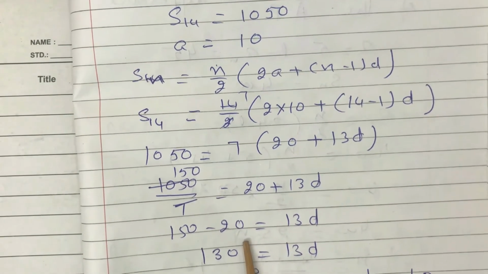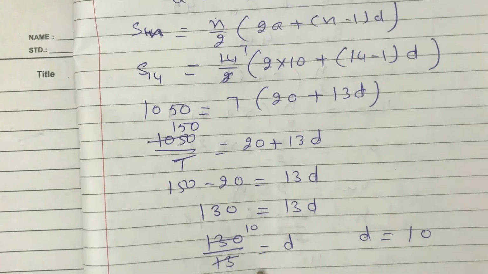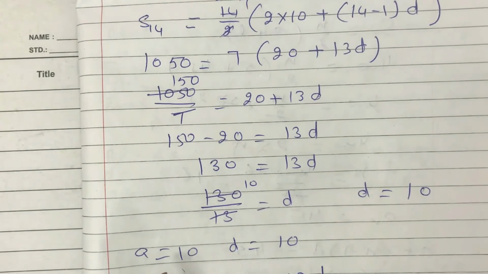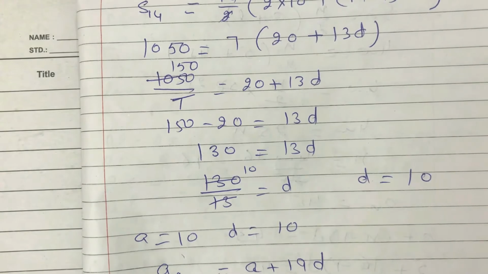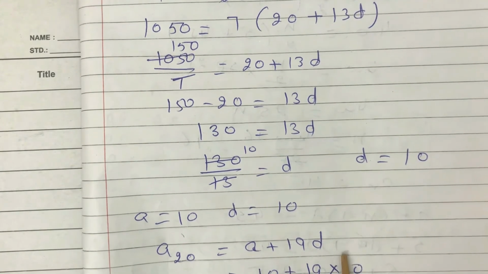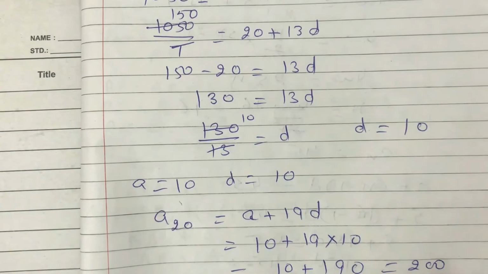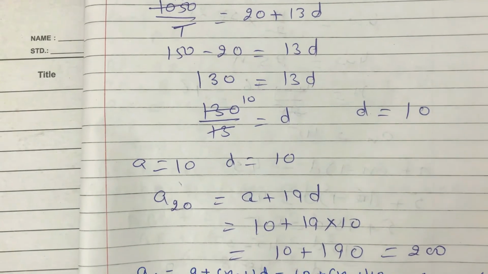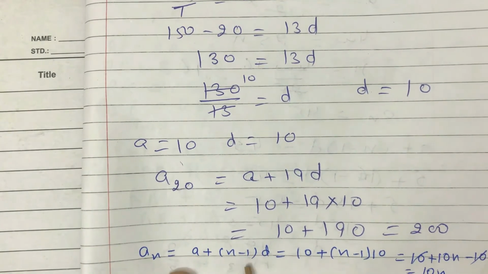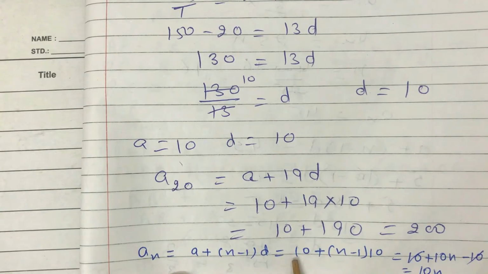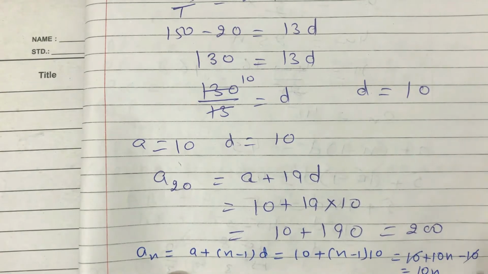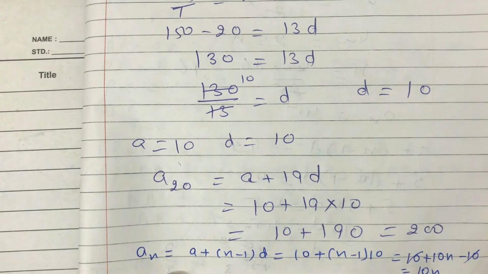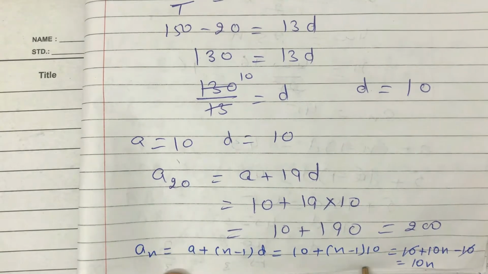From here you will be able to find the value of d, which comes out to be 10. And a is 10, d is 10. So we will find a20, that is a plus 19d, which comes out to be 200. Since we have to find the nth term also, an is equal to a plus (n minus 1)d. Here a is 10 and d is 10, so 10 plus (n minus 1) times 10, that is 10 plus 10n minus 10, that is 10n. So the nth term is 10n.